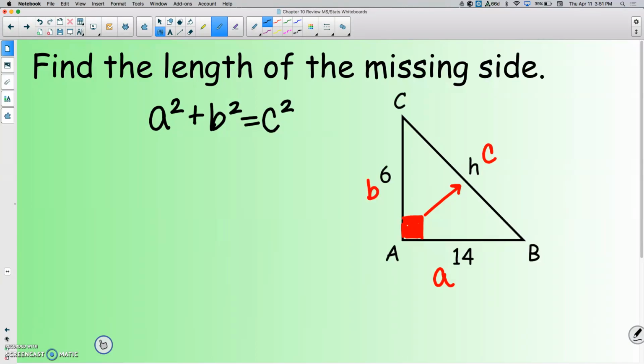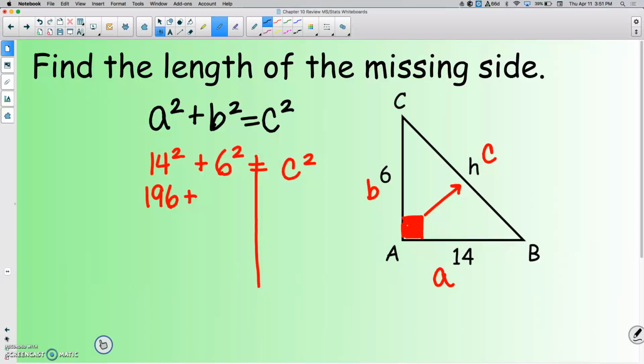If I plug in these values, I wrote A by 14. So 14 squared plus B is 6. So 6 squared equals C squared. Or you could use H squared. Solving the Pythagorean theorem, I need to square these numbers. So 14 squared and 6 squared.